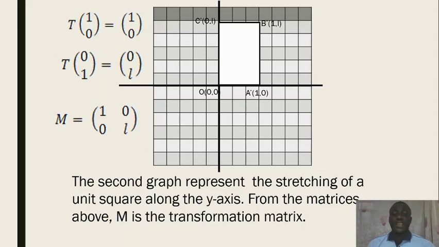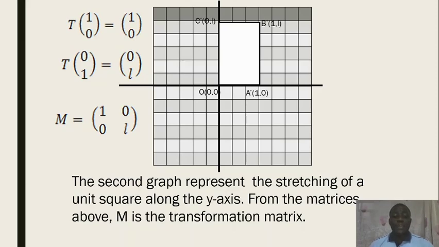So now the transformation for A, because A did not change, it is still (1, 0) equals (1, 0). But the transformation of C changed. From (0, 1), it becomes (0, L). So the combination of the two transformations gives us (1, 0) and (0, L). So the second graph represents the stretching of the unit square along the y-axis.